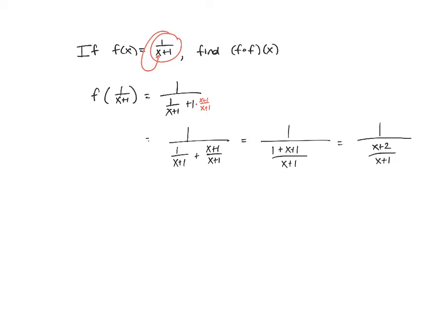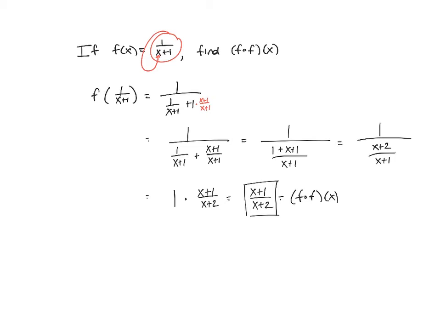So dividing by a fraction is the same as multiplying by its reciprocal, so this is the same as 1 times x plus 1 over x plus 2, or just x plus 1 all over x plus 2. So this is going to be our function. This is what f composed of f of x is equal to.